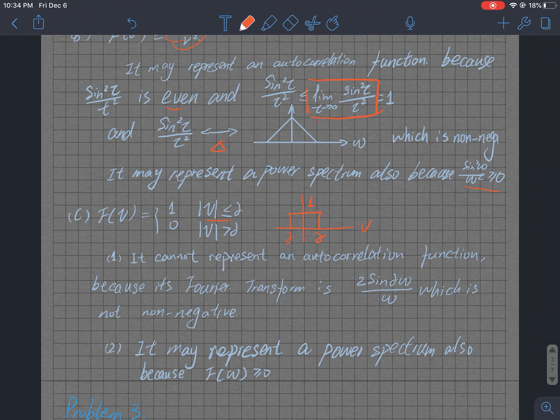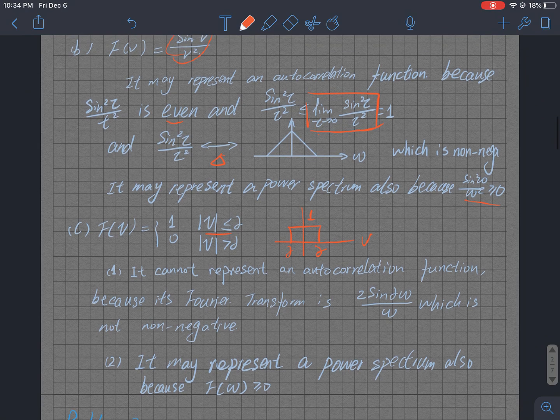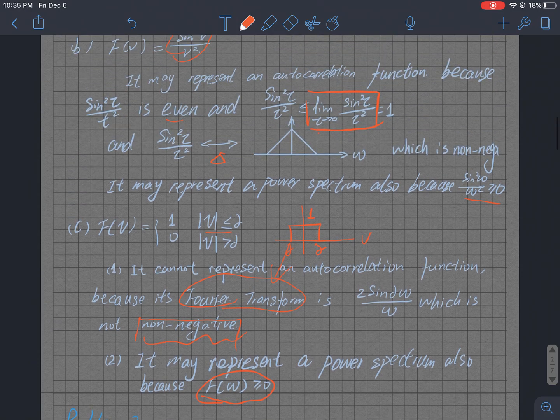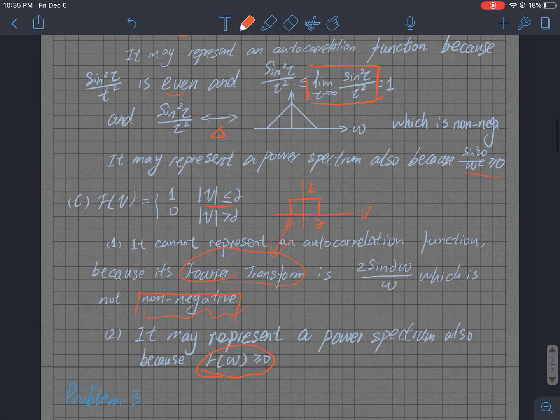The problem is that the Fourier transform of this part is 2 sine alpha omega over omega, which is not non-negative. This means it will not be an autocorrelation function. But it can be represented as a power spectrum because this function is greater than 0. And I think that's all for this question.